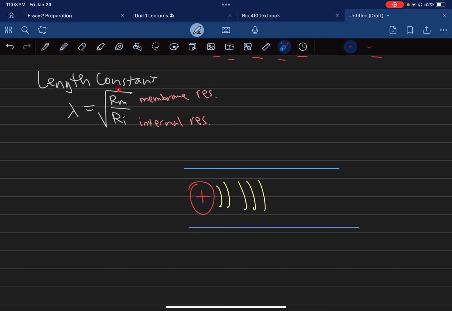One thing that can impact it is the membrane resistance. So if we have more membrane resistance, say a thicker membrane, for example, a myelinated membrane right here, that's going to decrease the amount of ions that can escape the membrane.